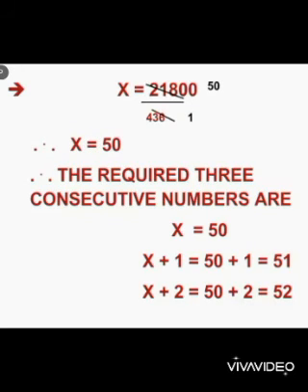So you have considered the three consecutive numbers: one as x, which is equal to 50. Another one you have considered as x plus 1, which is equal to 50 plus 1, which is equal to 51. And the last one you have considered as x plus 2, which is equal to 50 plus 2, which is equal to 52. So the required three consecutive numbers are 50, 51 and 52.